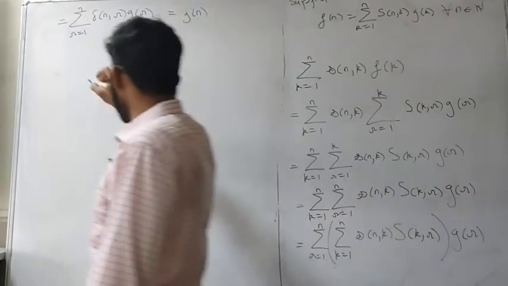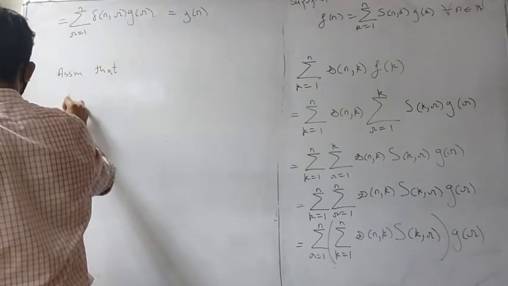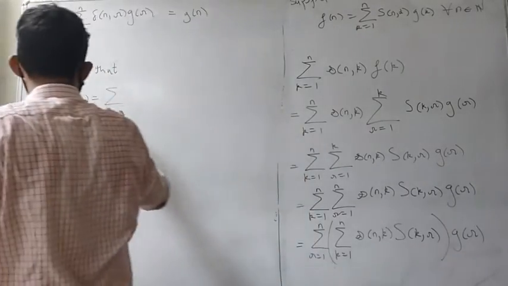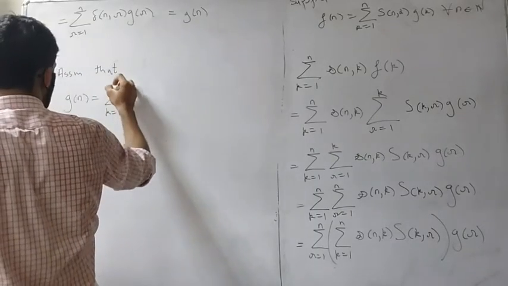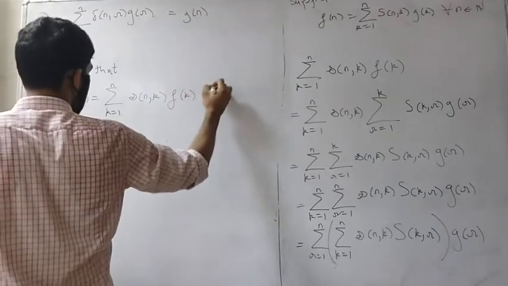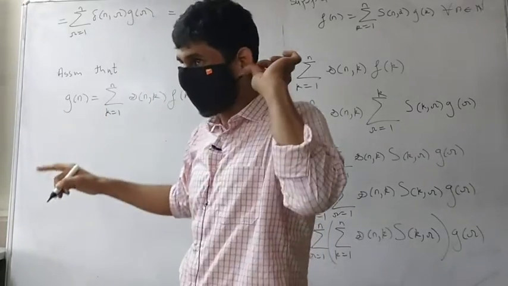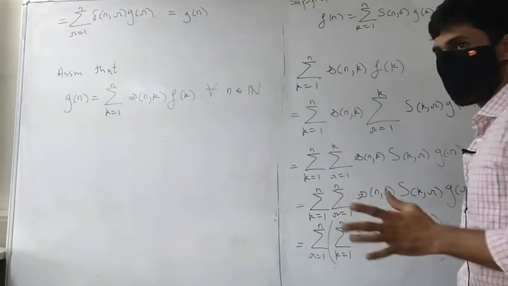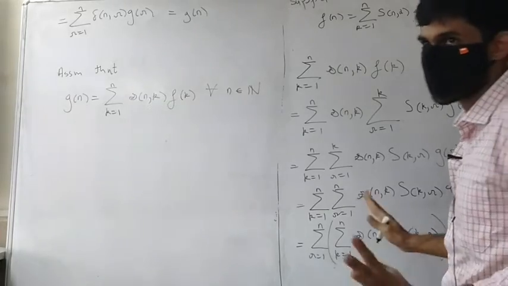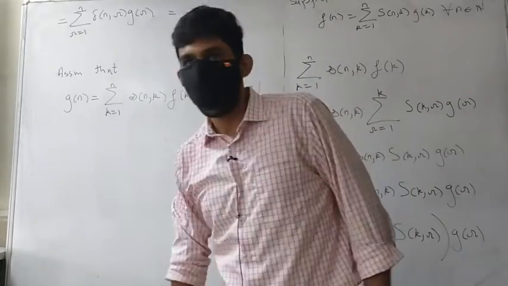One side. Now you need to assume that g n can be written as summation k going from 1 to n, small s n comma k, f k, for every n in the naturals. Assume this, and you need to prove the other side, for which you will have to follow exactly the same proof, except that in this sum you will get capital S n k, small s k r, that's it. Otherwise it's exactly the same proof. So do this side and your proof will be done.